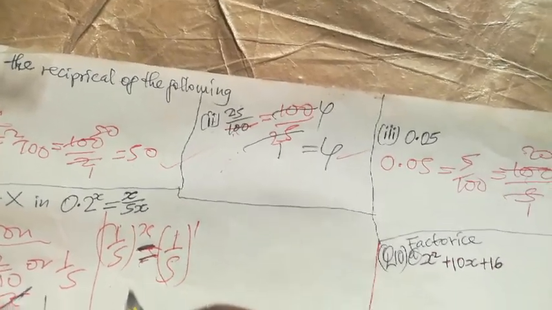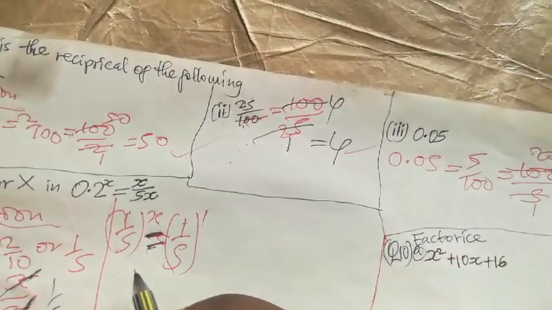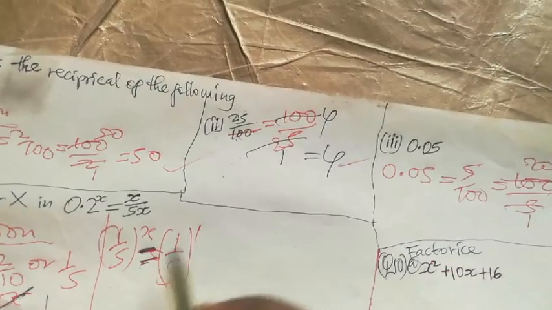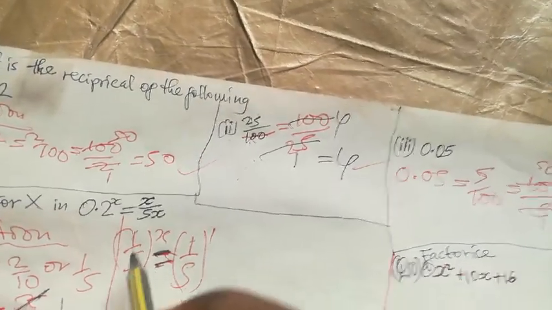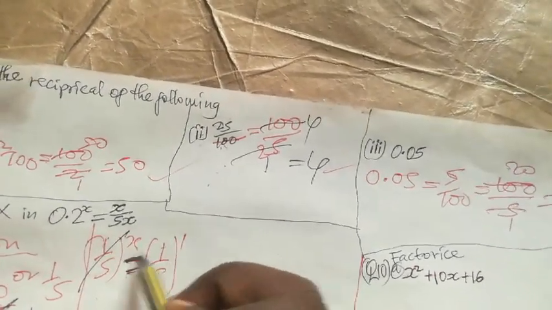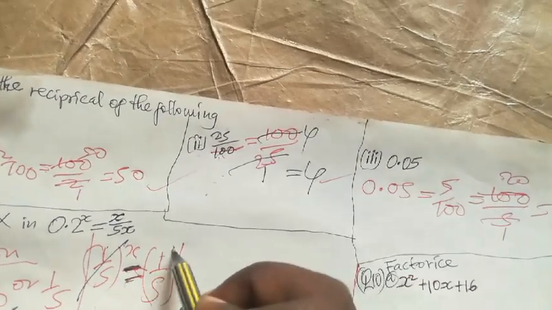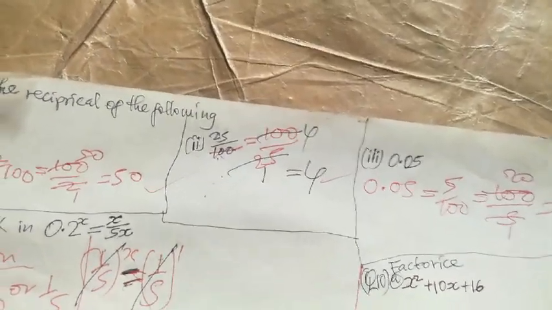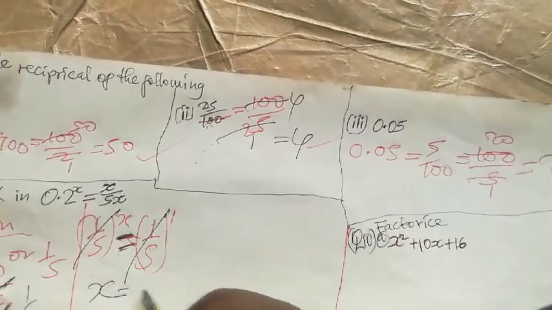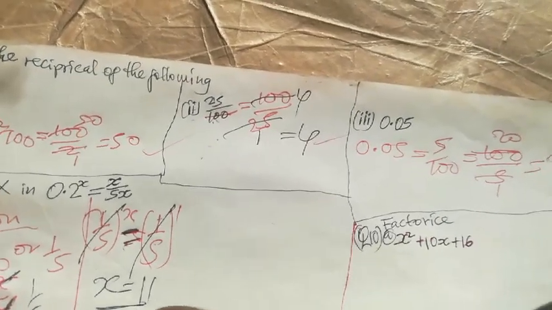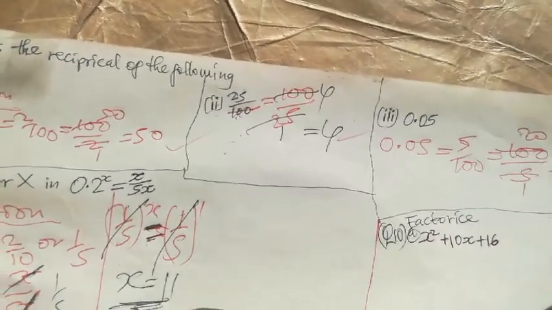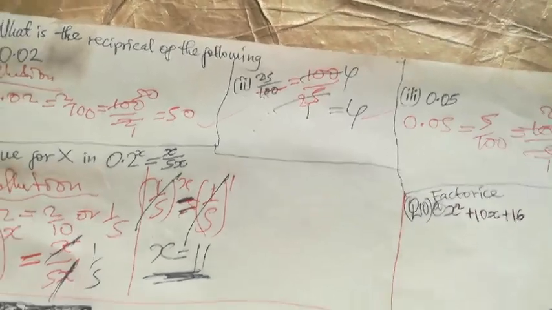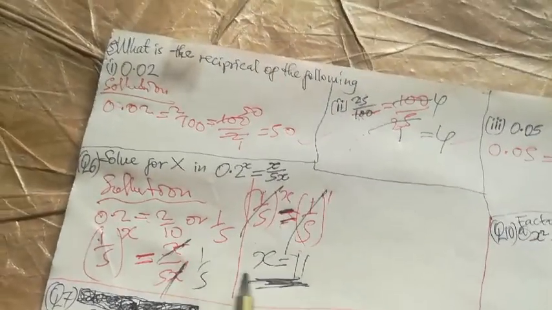According to the laws of indices, we are going to cancel this 1 over 5 and 1 over 5. We are going to remain with x is the same as 1, and this is the required answer.